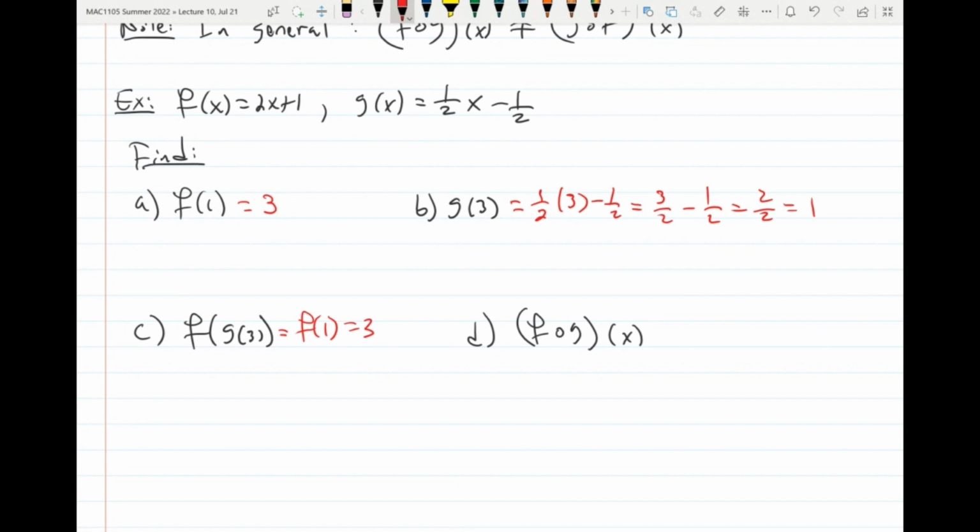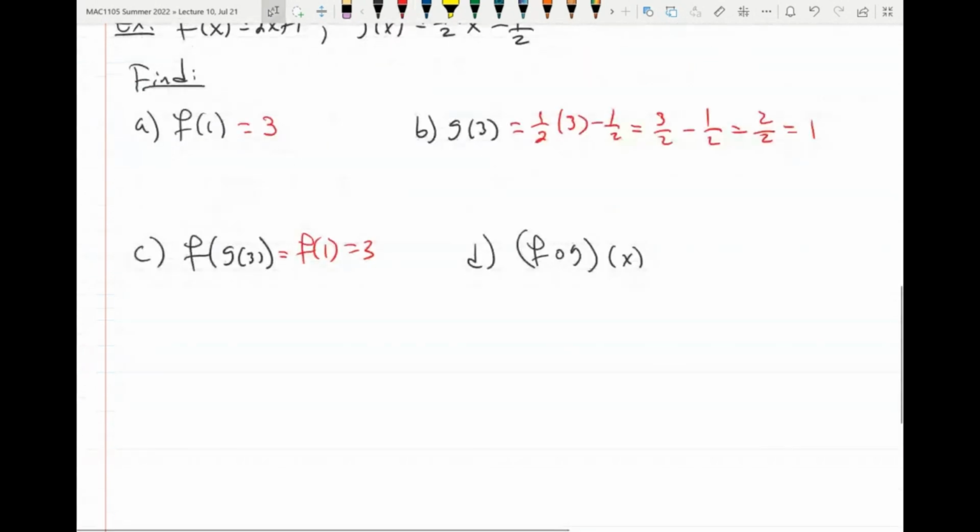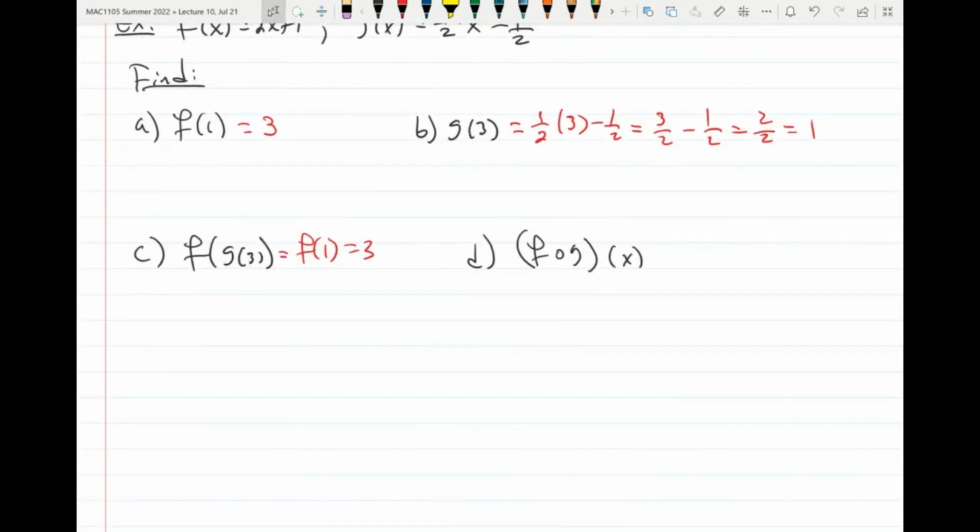Okay, so let us notice what's going on here, because there's something interesting happening. Notice that, for example, if you look at part C, what happened? We plug in 3, right? That was the input. And what was the final output? 3, okay? So something is going on here.